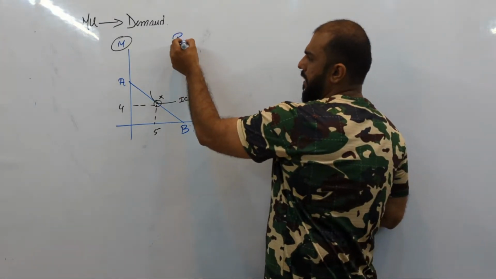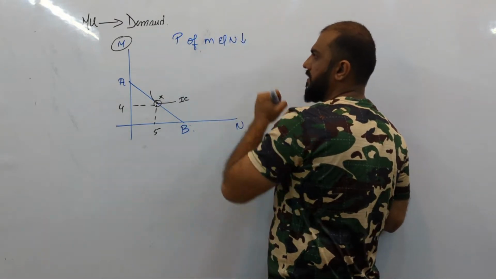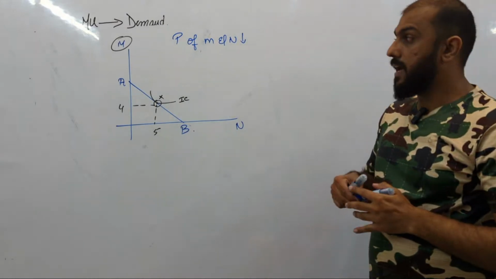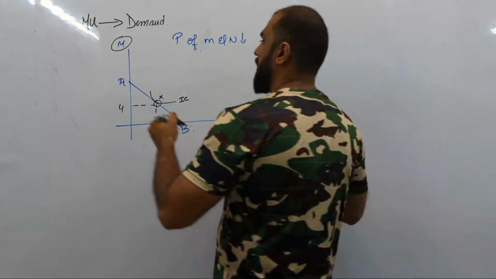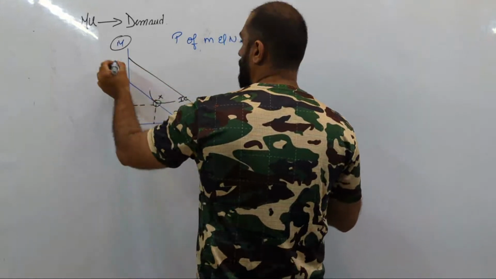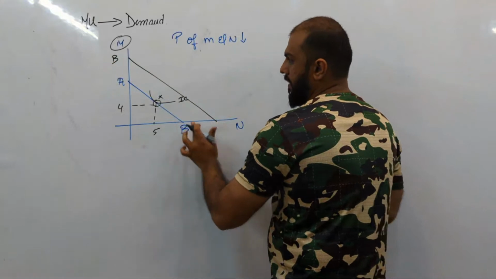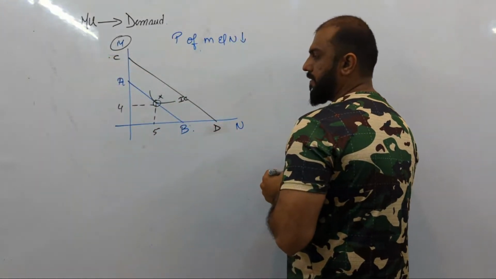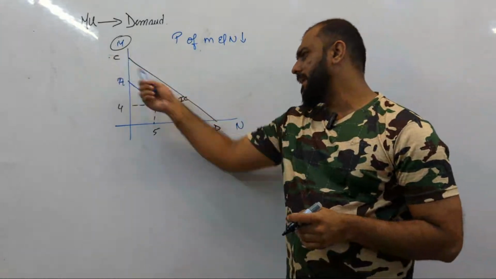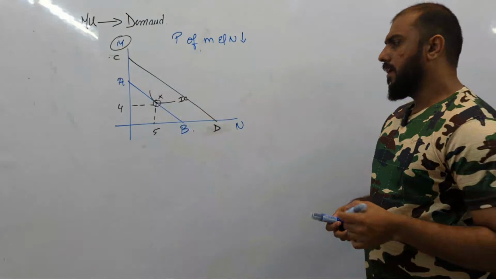Let's assume the price of M and N have decreased. If the prices have decreased, I can buy more of M, more of N. Hence, the budget line would shift outwards parallel. Okay, so let's say this becomes C and this becomes D, right? I can simply write B and B1, or I could write C and C1, does not matter.